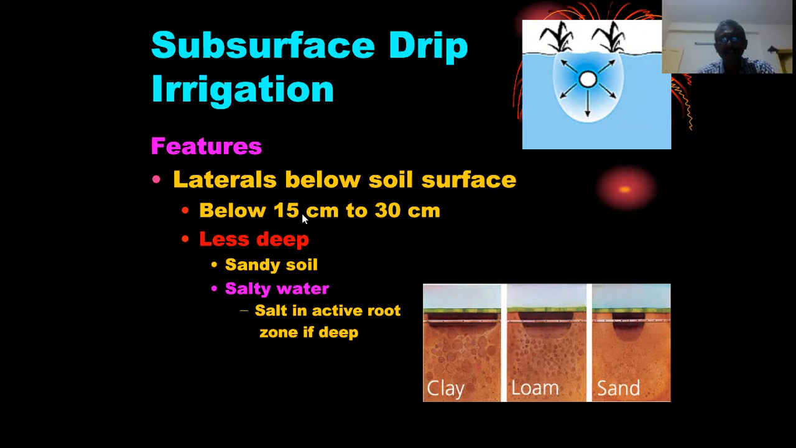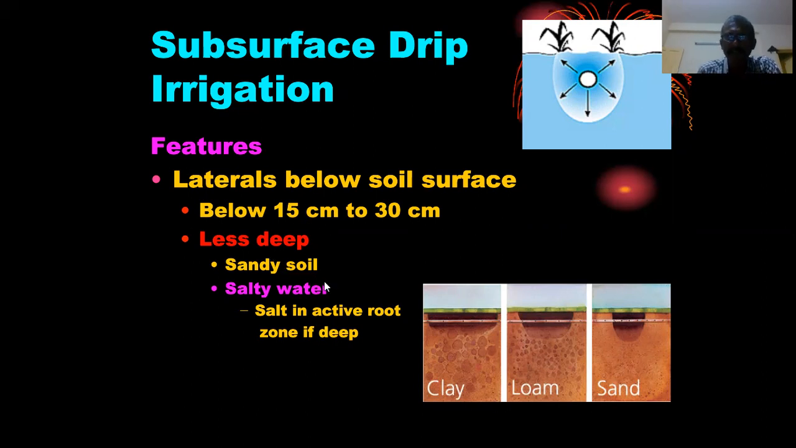They are laid at a shallow depth, because in sandy soils, you know that the size of the pore is larger, and you will not have a good capillary rise. If you do not have a capillary rise, the water will not rise up to the root zone. So in the case of sandy soils, the subsurface drip irrigation is buried at less depth, like 15 centimeters, even less than that, 10 centimeters sometimes.